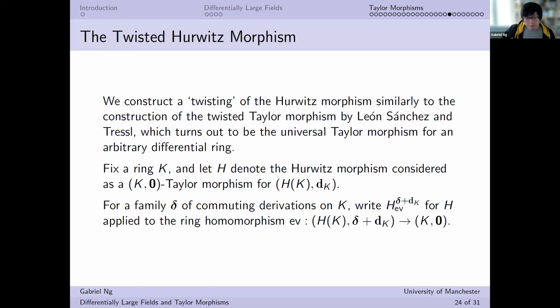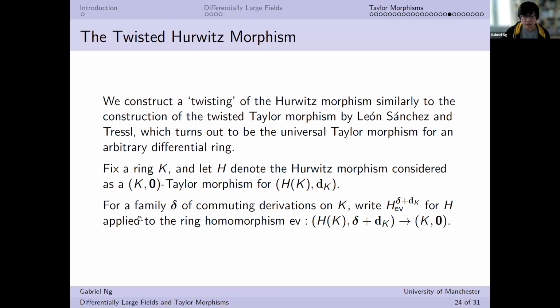What we will do is twist the Hurwitz morphism in a way which is analogous to the twisting of the Taylor morphism by Leon Sanchez and Tressel. And we'll also show that this thing has an evaluation map and therefore is universal. So fix a ring K, and we let H denote the Hurwitz morphism, which we consider as a K_0 Taylor morphism for this untwisted Hurwitz series ring.